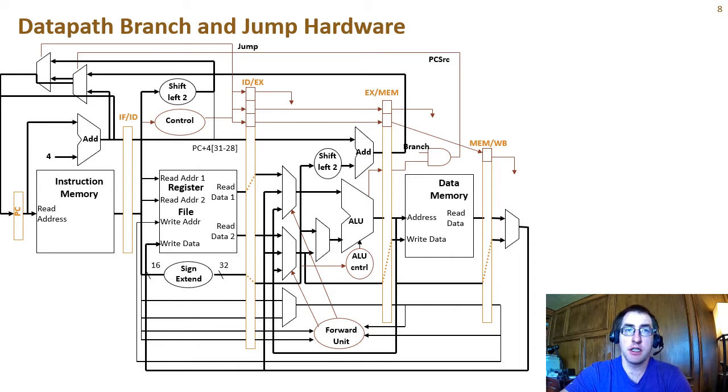The branch instruction currently finishes in the mem stage, where we've got that AND gate that's going to combine the 0 signal from the ALU with the branch signal from the control logic. So that's going to happen in the memory stage.